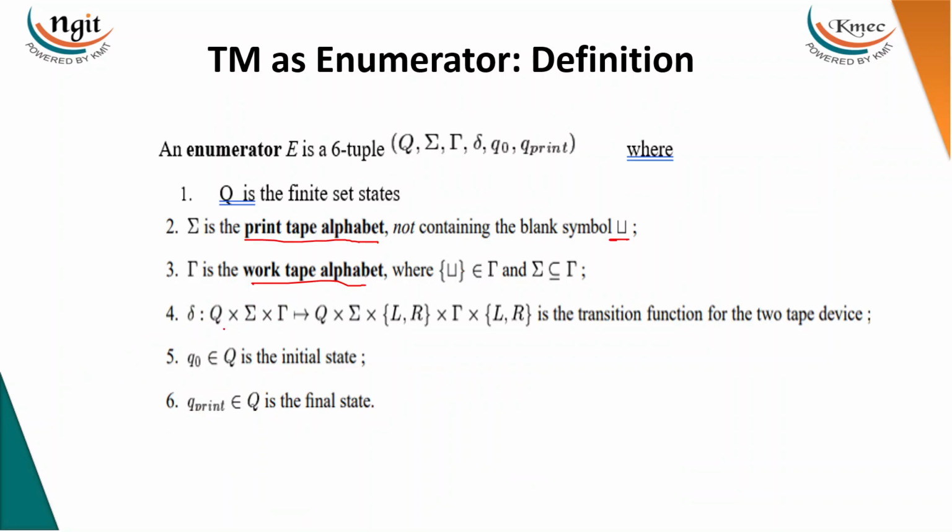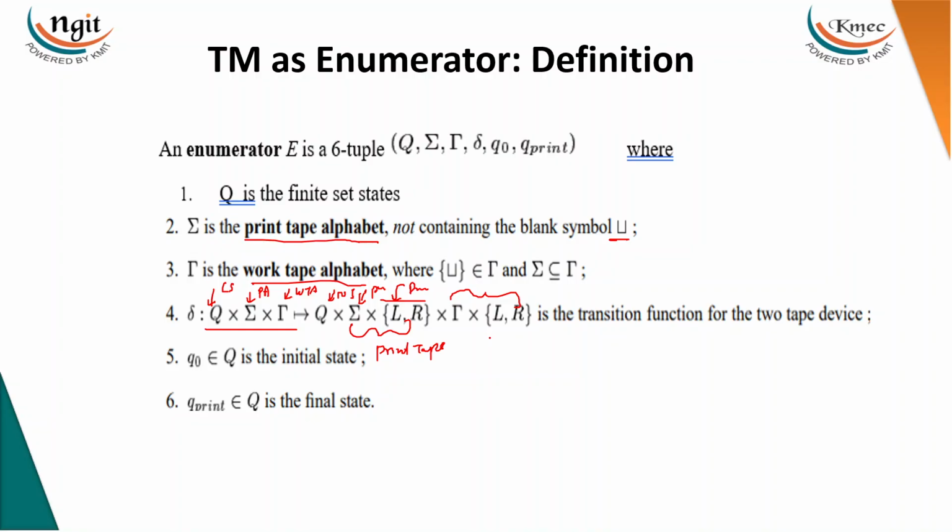And what is the transition function here? On any state, if you read a print tape alphabet and a particular work tape alphabet, here we have three things: this is the current state, this is the print alphabet, and this is the work tape alphabet. On a state, if you read a particular print alphabet and a particular work tape alphabet, then it will give you the next state, print some symbol, and specify the direction. So this is regarding the print tape. But we have one more, the work tape, where you specify what you are doing and which direction you have to move in the work tape.